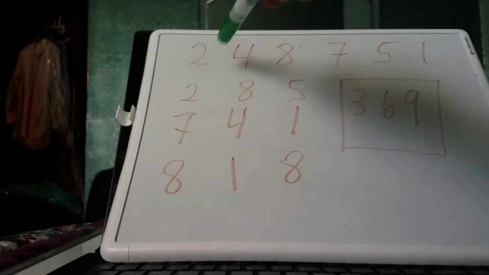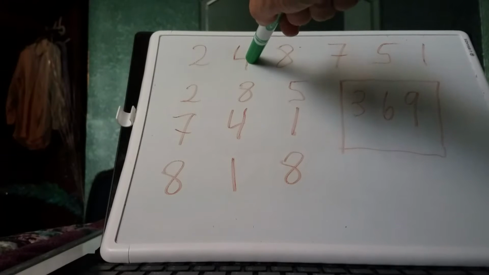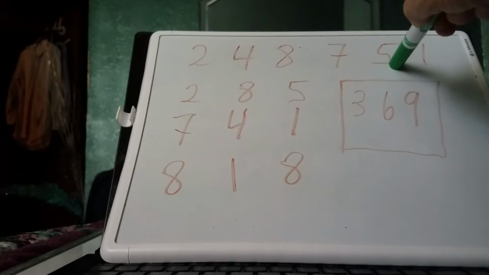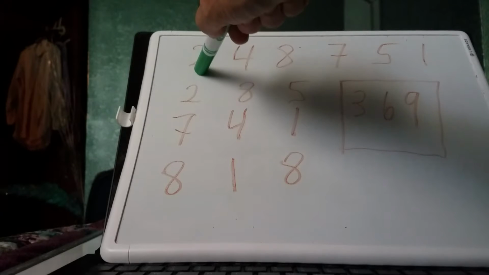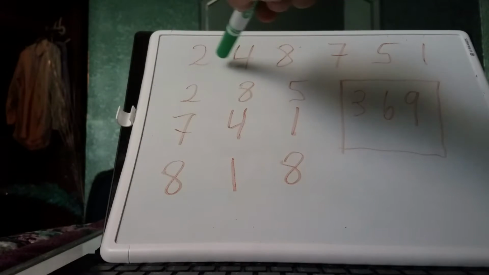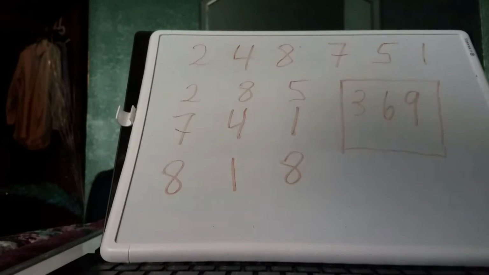So now we'll do 4. 4 times 4 is 16, skip 1. 4 times 8 is 32, skip 1, you get a 5. 4 times 5 is 20, skip 1, you get a 2. 4 times 1 is back to a 4. And 4 times 2 is an 8.